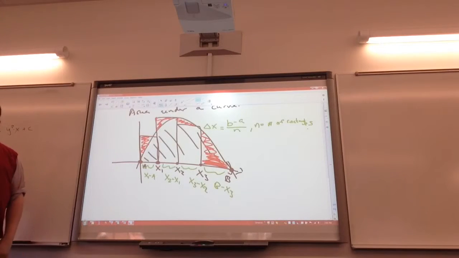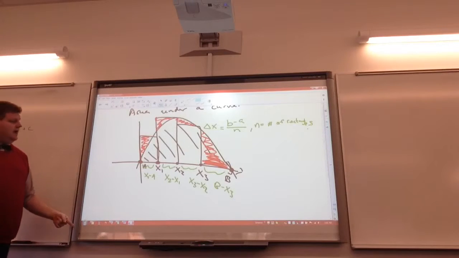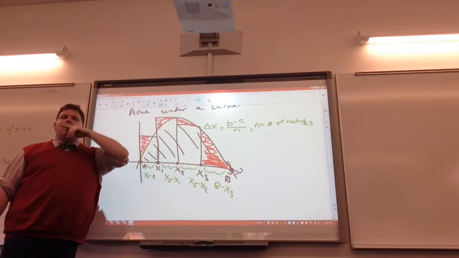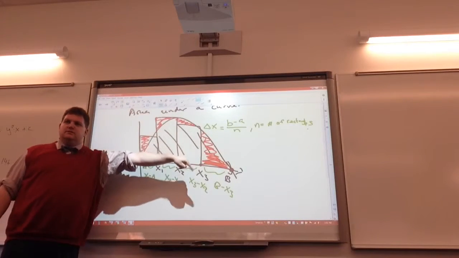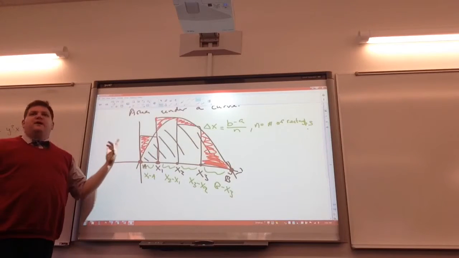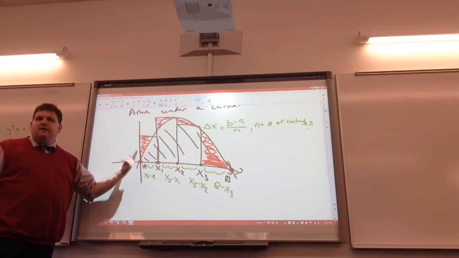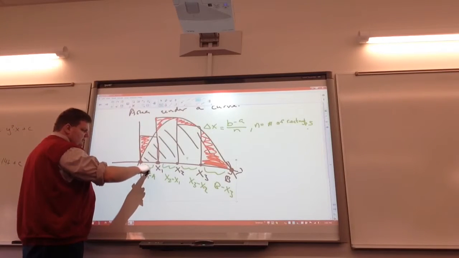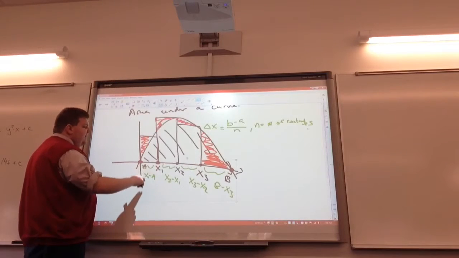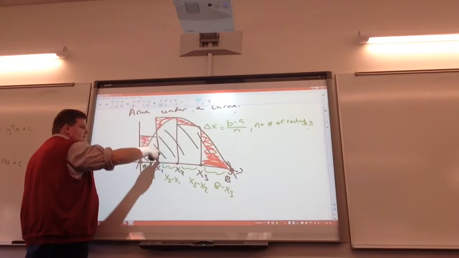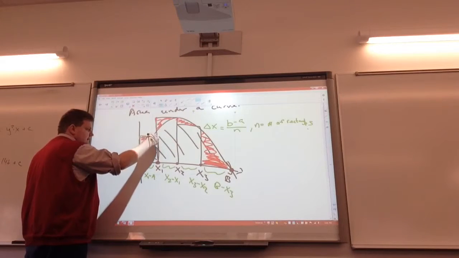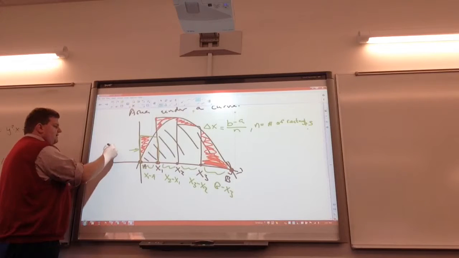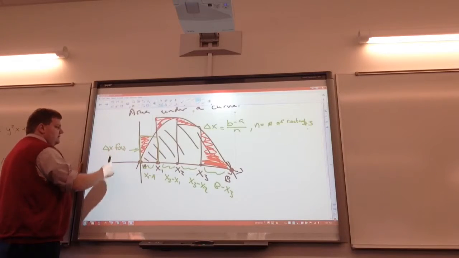What's the other part we need? We've got the width, we need the height, right? How can I find the height of each of these? What would I do? Isn't this thing a function? Yes. So couldn't I do the function just evaluated at whatever point I'm dealing with? Yes. So for my first rectangle, I would do the change in x here, so delta x times f of x sub 1, right? And that would give me that guy right there. So I could write that that one there is delta x times f of x sub 1, okay?